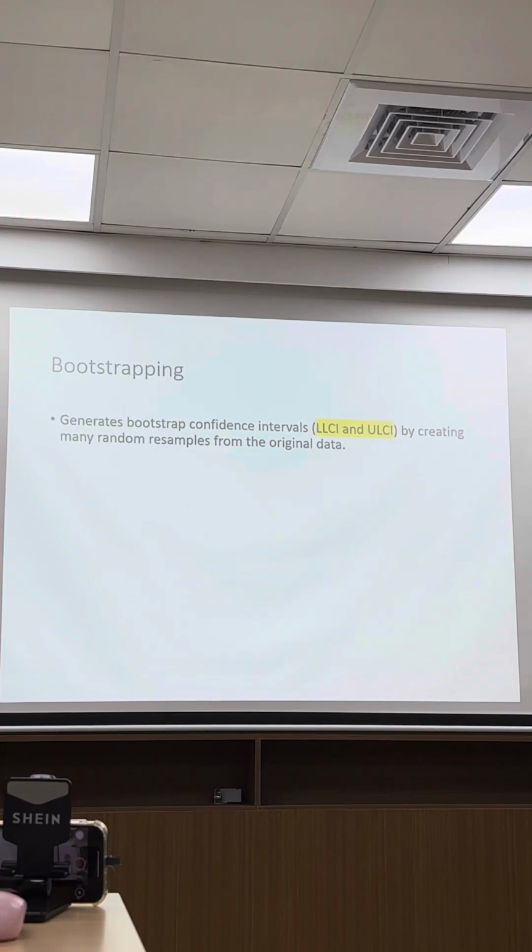In bootstrapping, we look for what? Coefficient and LLCI and what? ULCI. Okay, so this is a little bit different. In bootstrapping, we do not discuss p-values. Okay, we focus on LLCI and ULCI. And for the strength, we do not call it beta, we call it coefficient.